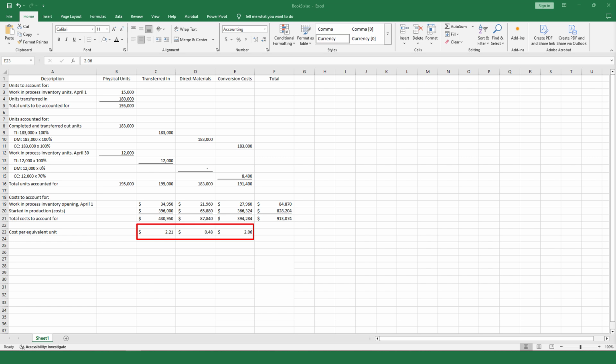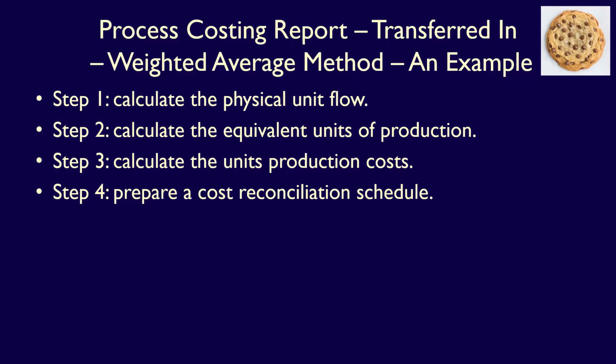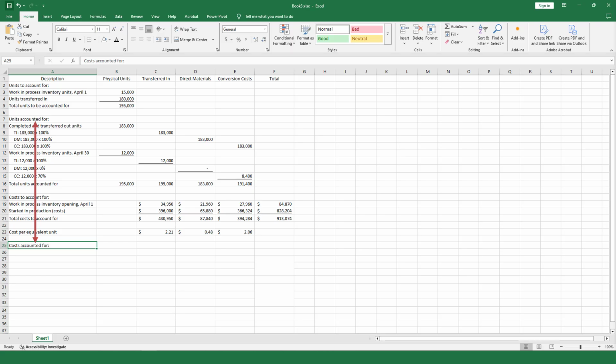Now that we have the cost per equivalent units for transferred in, direct materials, and conversion costs, we can move on to step 4, prepare a cost reconciliation schedule. In this schedule, we determine the cost of the units which were completed and transferred out, and also the cost of the ending work in process at April 30th.